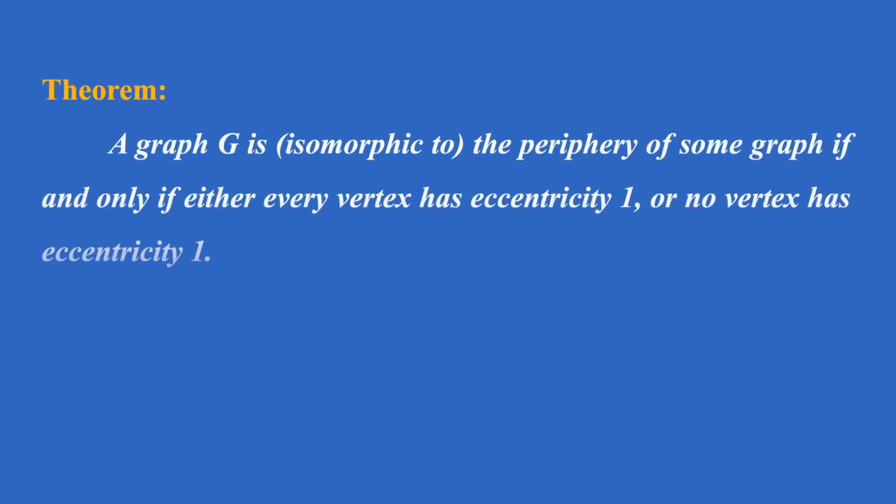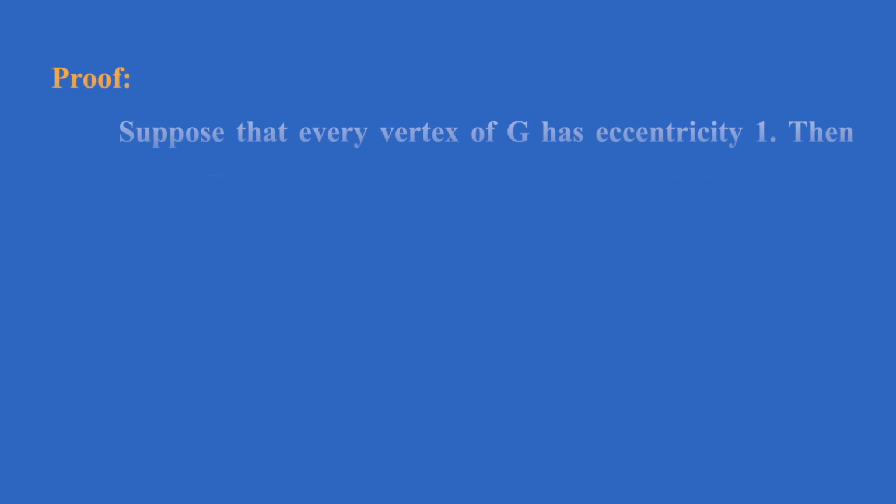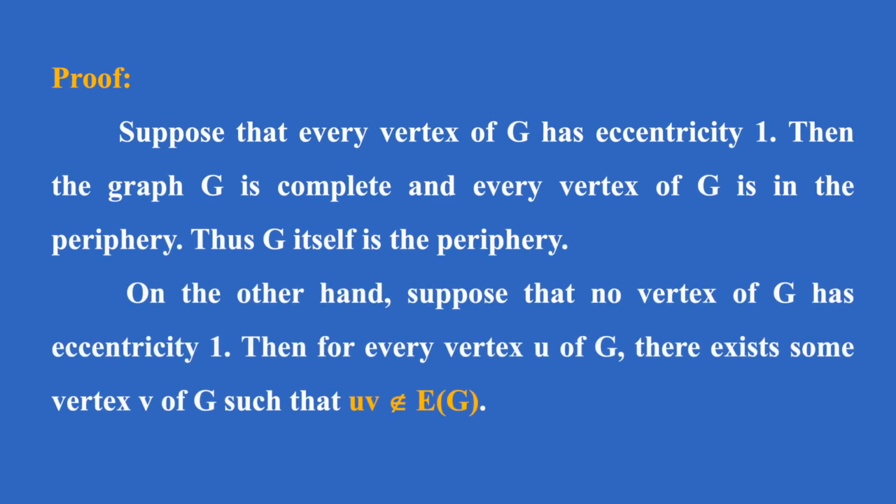Let us see another theorem. A graph G is isomorphic to the periphery of some graph if and only if either every vertex has eccentricity 1 or no vertex has eccentricity 1. We shall prove the theorem now. Suppose that every vertex of G has eccentricity 1, then the graph G is complete and every vertex of G is in the periphery. Thus, G itself is the periphery. On the other hand, suppose that no vertex of G has eccentricity 1, then for every vertex u of G, there exists some vertex v of G such that uv does not belong to E of G, that is u is not adjacent to v.